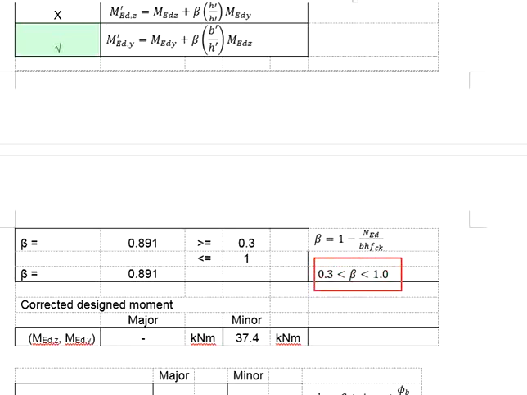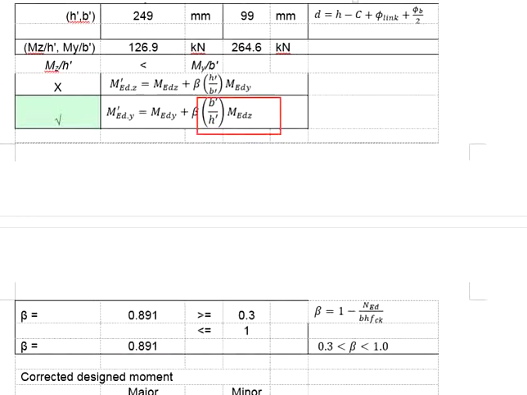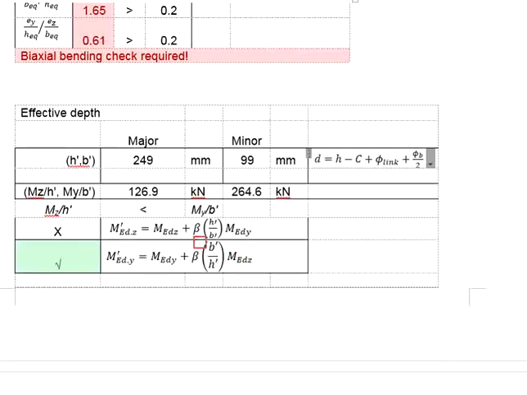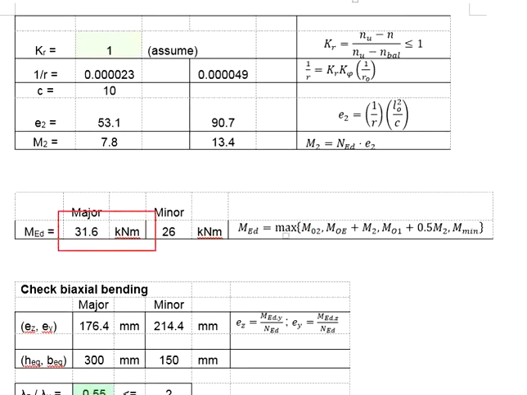Make sure the beta falls between 0.3 and 1.0. 0.891 is between 0.3 and 1.0. That means you can take beta equals 0.891. And then you go with the equations. Since you are dealing with the minor axis, you are talking about the ratio in terms of the minor axis divided by the major axis. And then this whole thing is to be multiplied with the MED in the major axis, which is 31.6 kN.